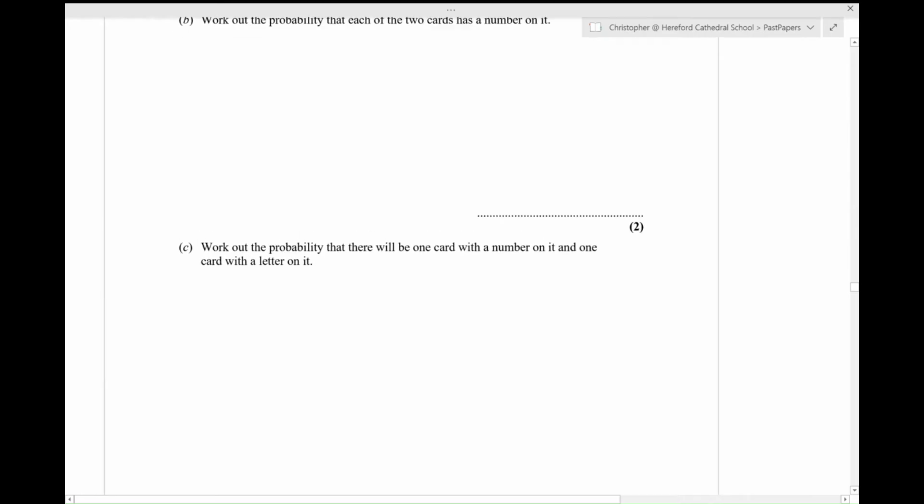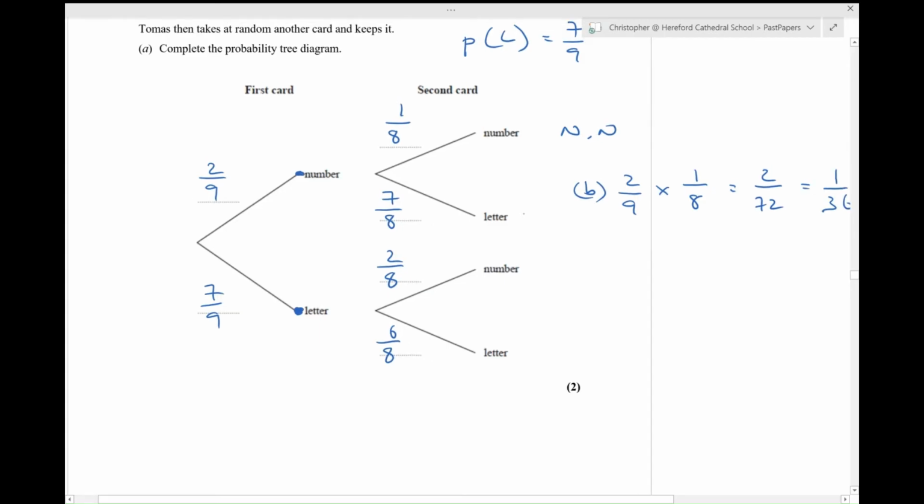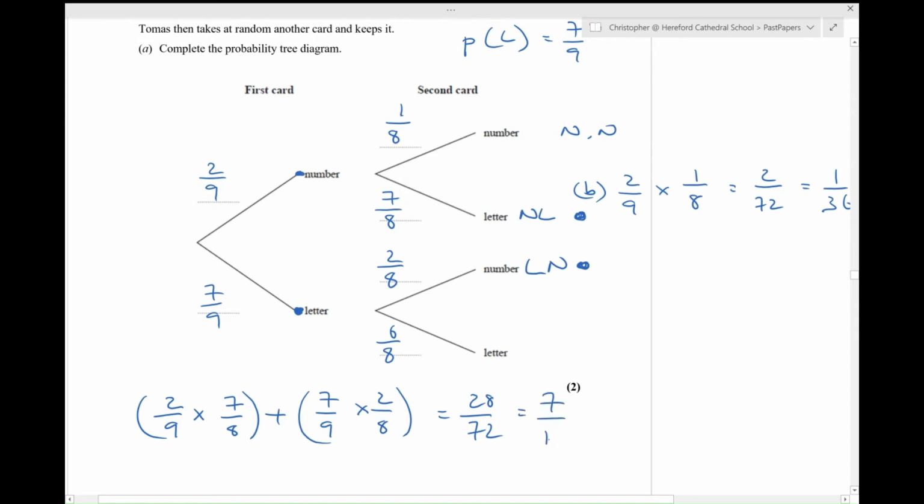Work out the probability that there will be 1 card with a number on it and 1 card with a letter on it. So they could be in either order, of course. So I'm being asked to find the probability of either getting number letter or letter number. So I'm being asked for the probability of ending up here or here. Well, the probability of ending up with a number and then a letter is 2/9 multiplied by 7/8. And the probability of ending up with a letter followed by a number is 7/9 multiplied by 2/8. So you work both of those out and you add them together. And if you do that on your calculator, you'll get the answer 28 out of 72, or perhaps already cancelled down to 7 out of 18, 7/18. And that's the answer to part C.